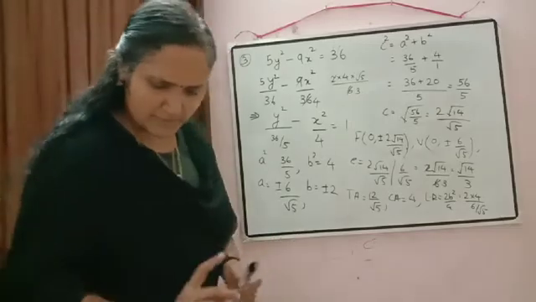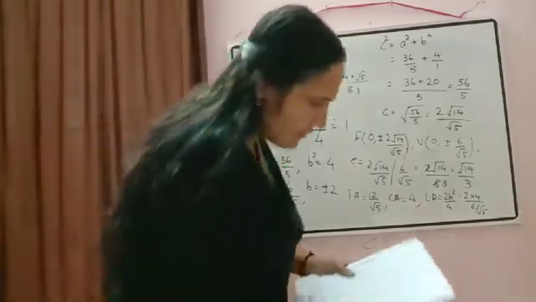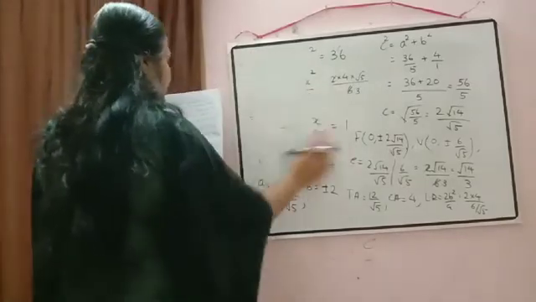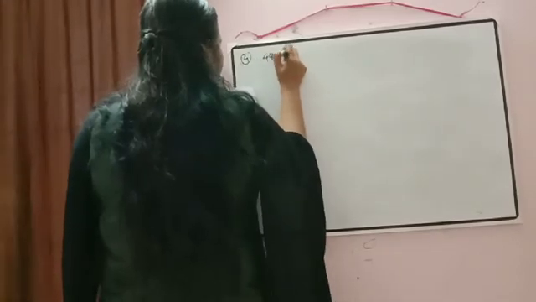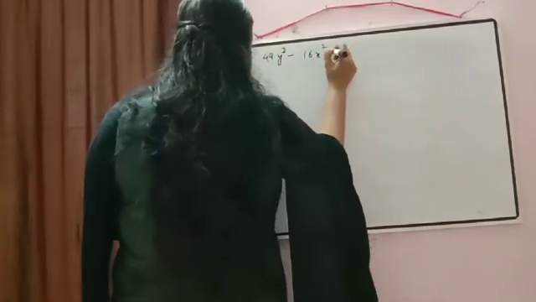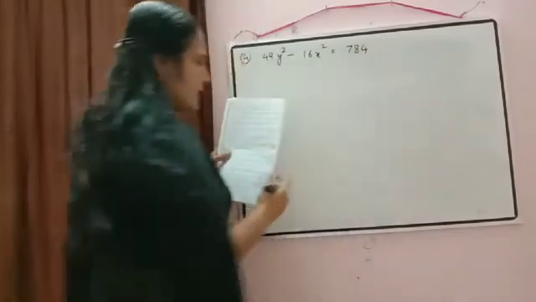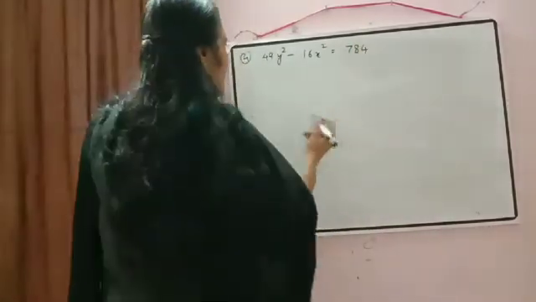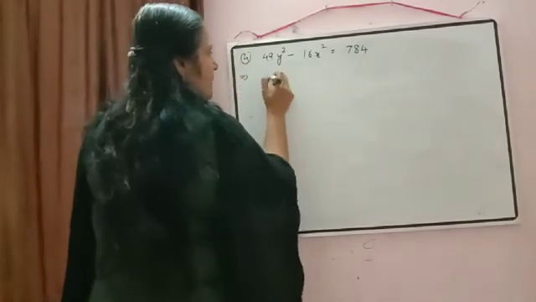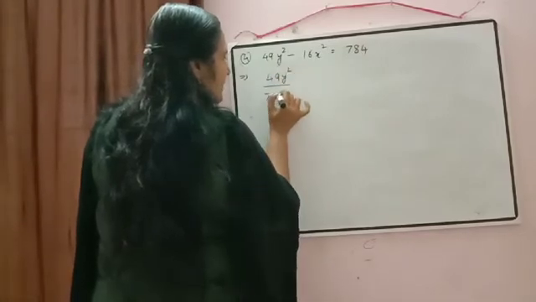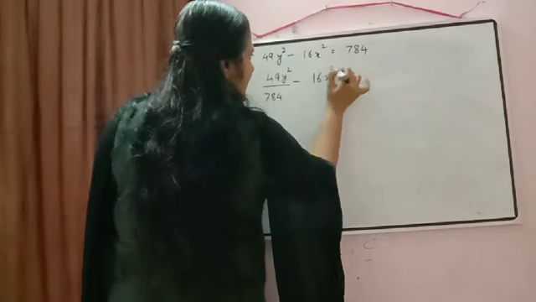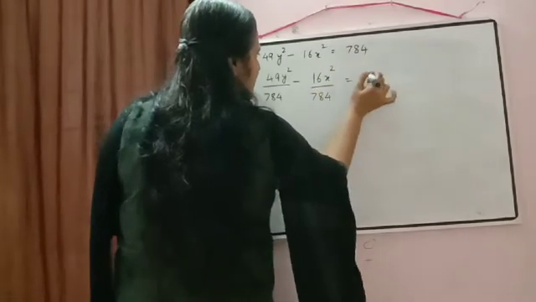Okay. Now check the next question. Write down the question all of you. Question number 4 is 49y square minus 16x square is equal to 784. Again, first what we will do? We'll divide the whole equation by 784. So 49y square by 784 minus 16x square by 784 is equal to 1.